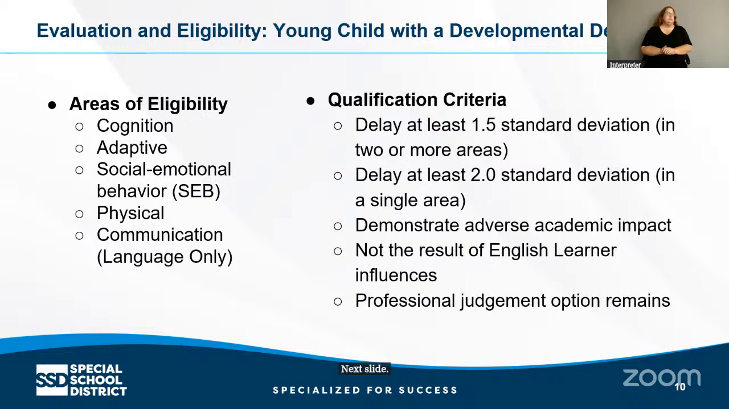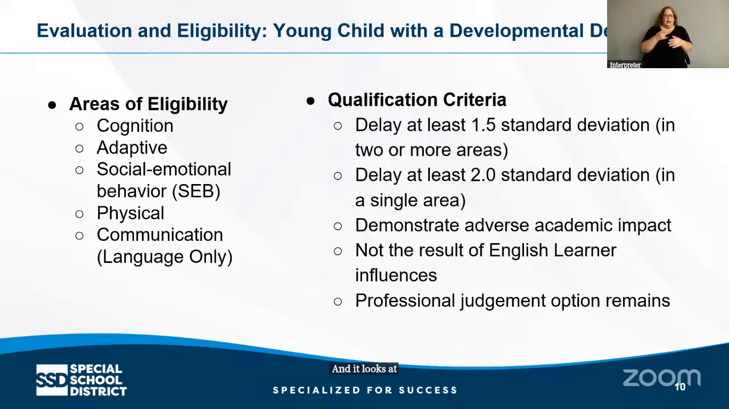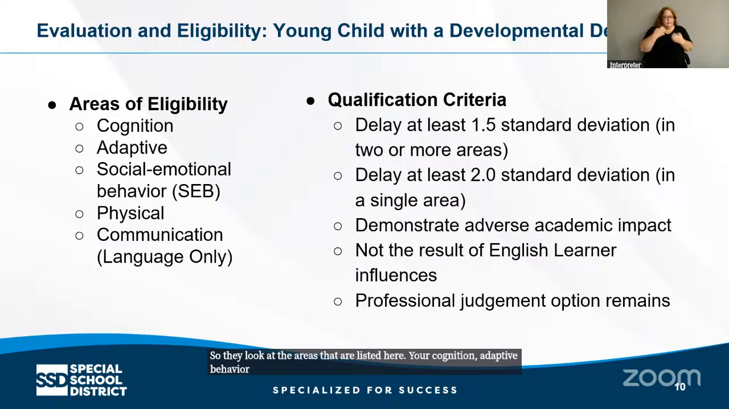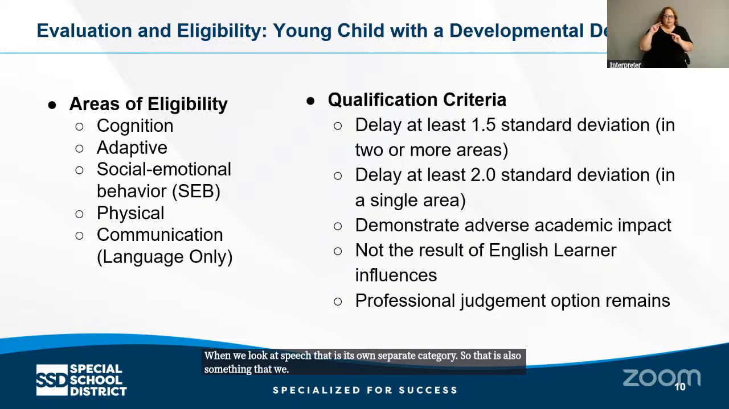For our students who are coming to us, the number 1 eligibility criteria that they meet is young child with a developmental delay, or YCDD, and it looks at more of a global development of your child. So they look at the areas that are listed here: your cognition, adaptive behavior, social emotional behavior, physical, fine and gross motor, and communication. When we look at speech, that is its own separate category, so that is also something that we would take into consideration at that time.